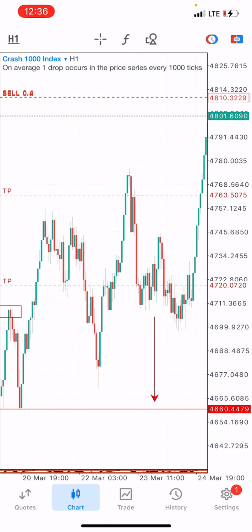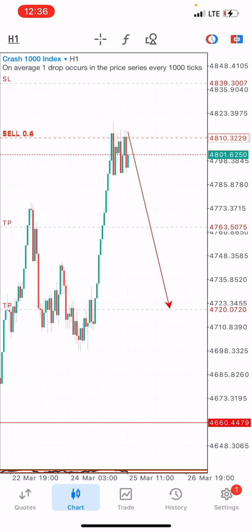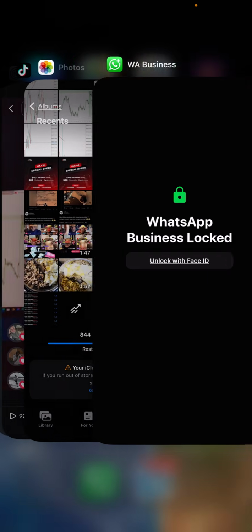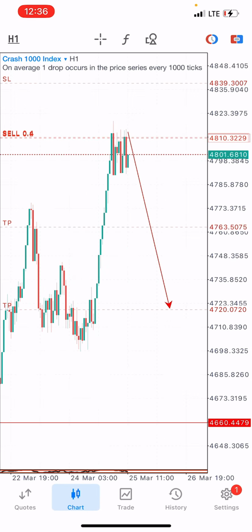Why did I give the sell signal? I've given the signal to the VIP and we are running deep profits. I can show you the VIP channel. We are running deep profits, guys. I can't go there now due to time.